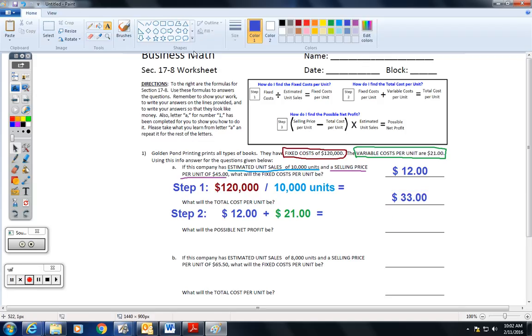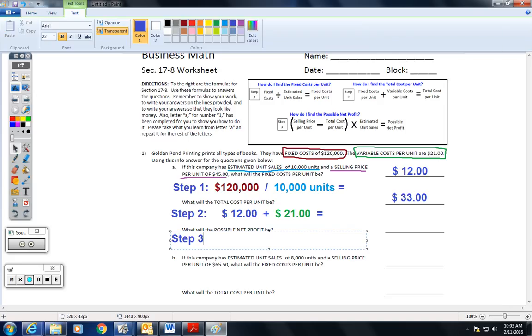Okay, so far, we've got our fixed costs, we've got our variable costs, and when you add them up, you get 33. So let's go on to the last blank. We still have this blank that we need to figure out, and what we're trying to find here is the possible net profit. And that leads us to step 3.